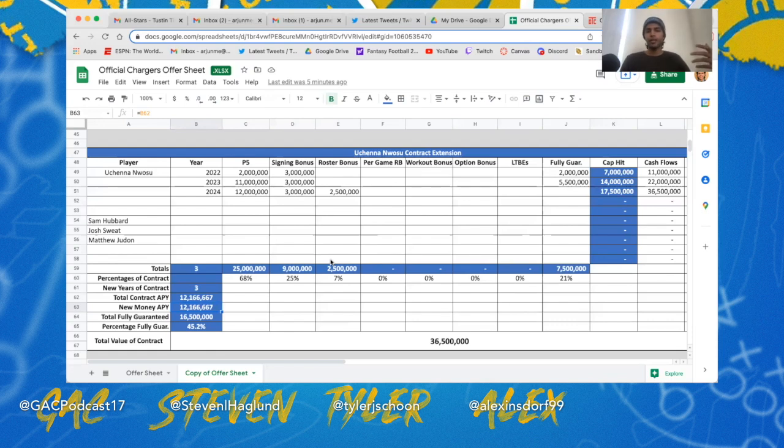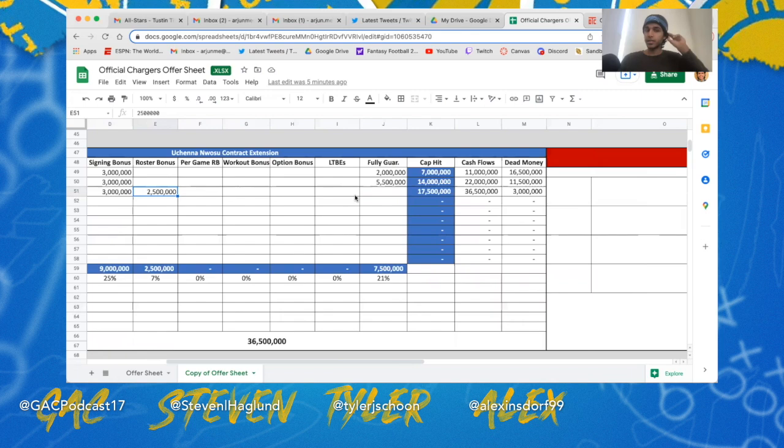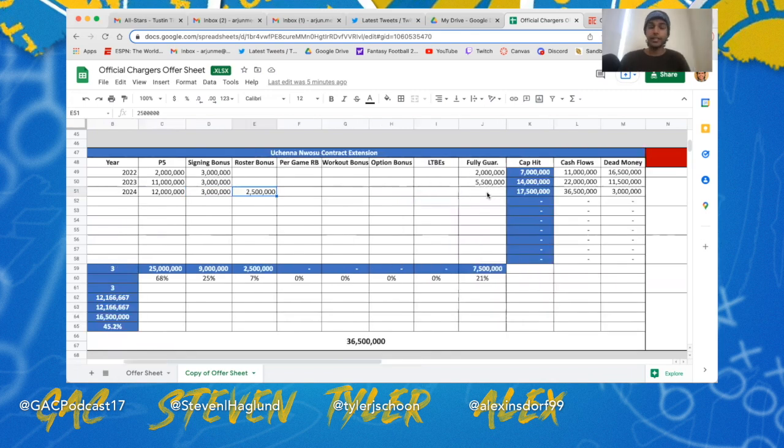The players I based my contract around are Sam Hubbard, Josh Sweat, and Matthew Judon, all three of whom signed deals or contract extensions last offseason, right before the season started. All three of them fall in this 10 mil to $13.5 million range. So that's what I based my contract on. I set the signing bonus right around the Hubbard to Judon range, and decided to throw in a $2.5 million roster bonus in year three. Because of the signing bonus, I don't have anything guaranteed in the third year.